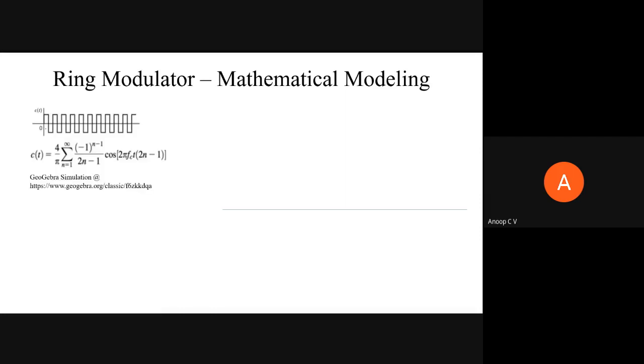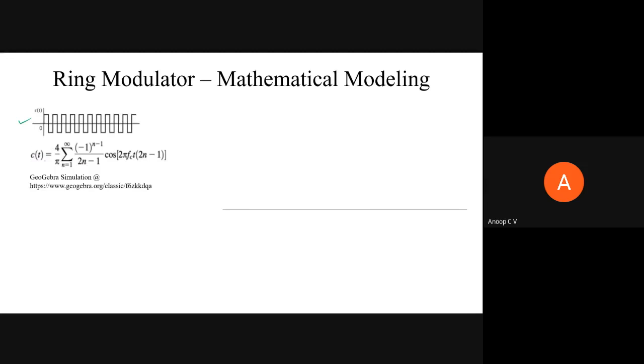So you can see this is the carrier wave C of T. It's a square wave, we have assumed it to be a square wave. And the square wave C of T, by means of Fourier series representation, we can write like this: 4 by pi, summation n from 1 to infinity, minus 1 to the power n minus 1, divided by 2n minus 1. We have already seen how to represent a clock pulse or only positive pulse train using Fourier series expansion.